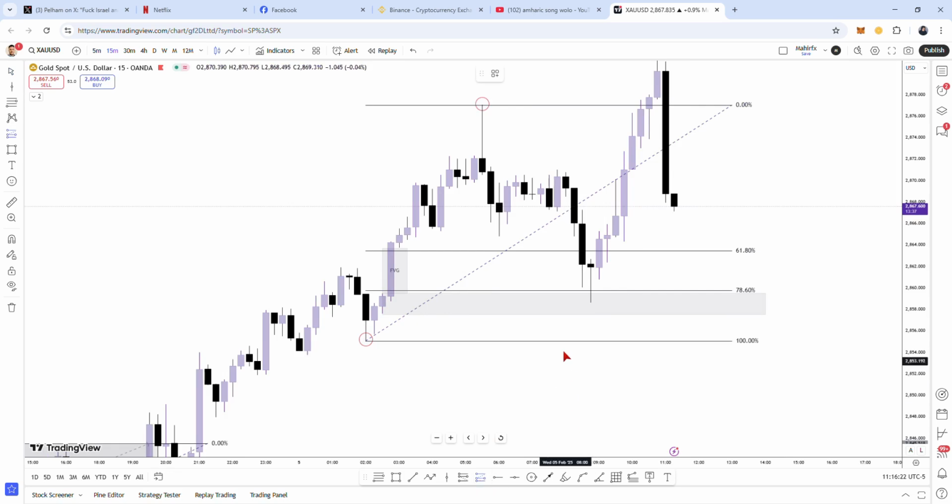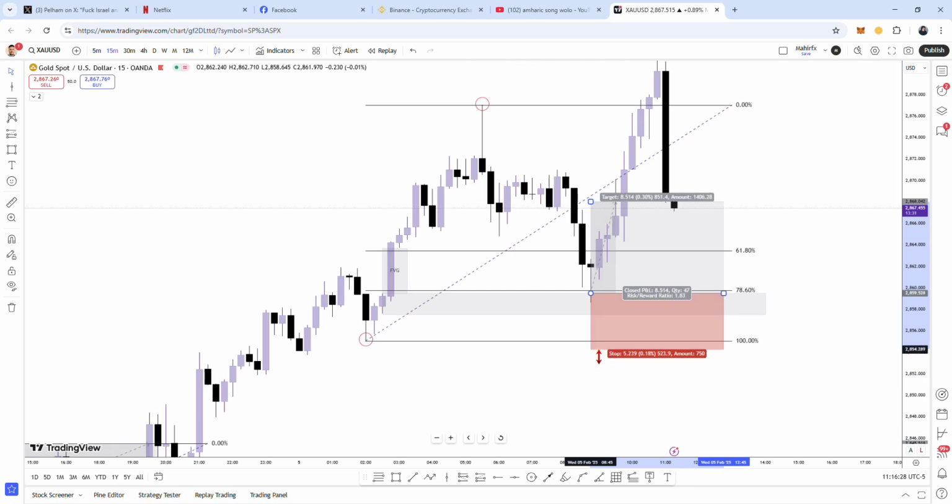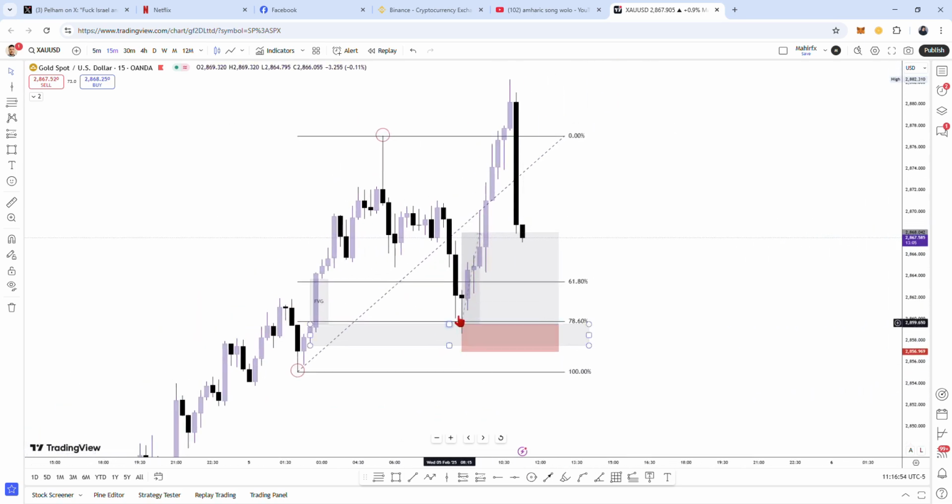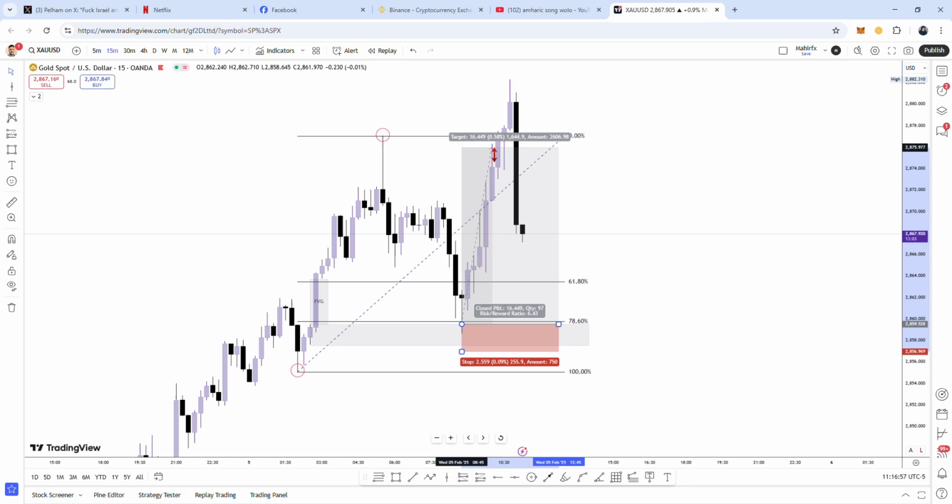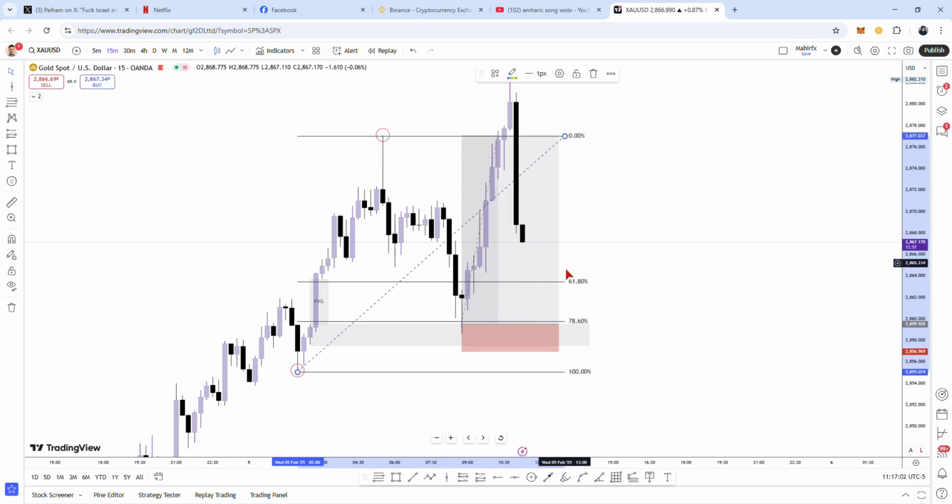So here is my entry at the order block, and my stop loss sometimes will be here based on the market condition. If the market is very volatile, I will place my stop loss here, but the market was not volatile at the time when I trade, so I put my stop loss just below the order block here. So my stop loss is here and my TP is always at the end of the Fibonacci 0.0 level.